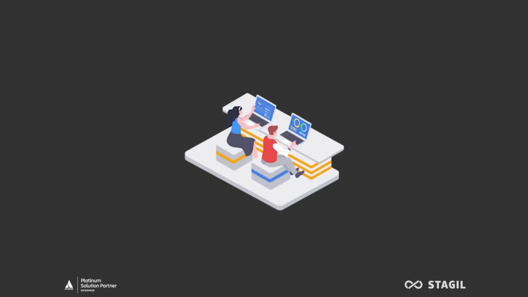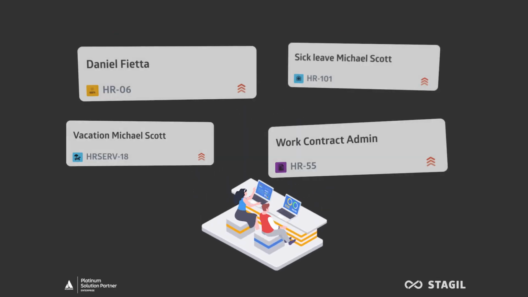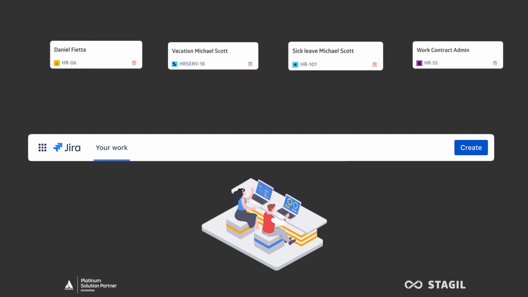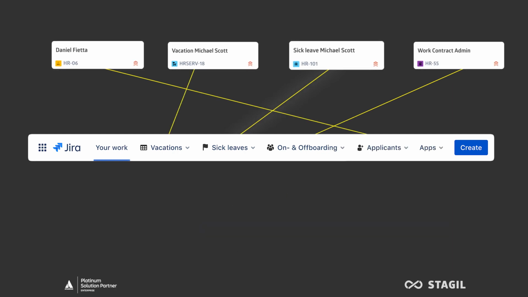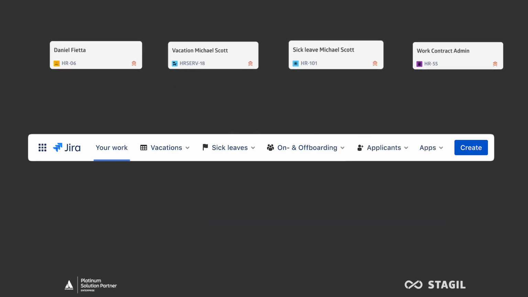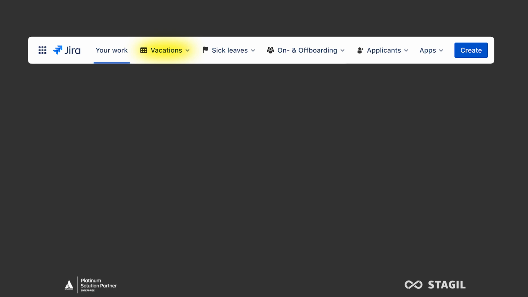Here's what we've created for our HR department. They need to be able to see very different processes and issues than your development team needs to see. Let's begin by adding essential HR menus. We start with vacations. Our HR team wants to see current, upcoming, and requested vacations.